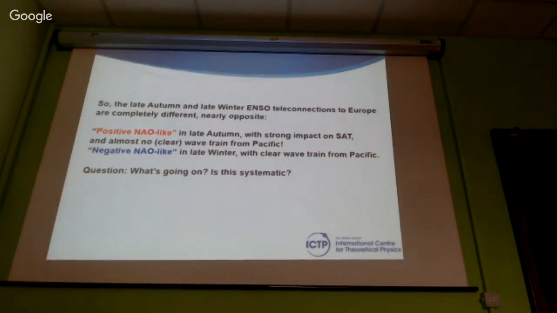And the strange thing is that there's no clear wave train from the Pacific, which I will show later. We expect that there should be a wave train from the Pacific if we want to have an impact in Europe. So the question would be, what's going on? Is this systematic?